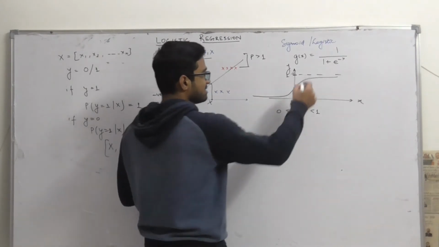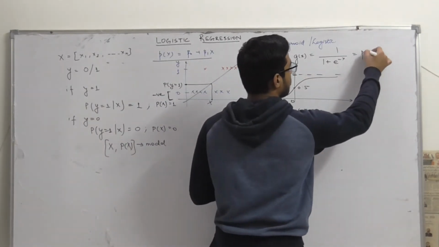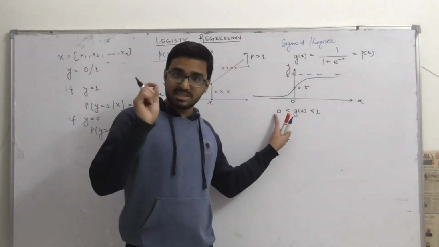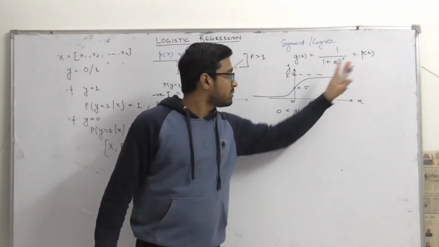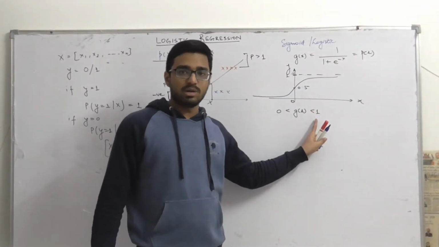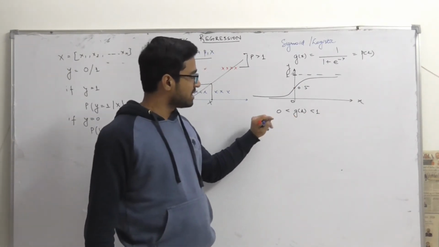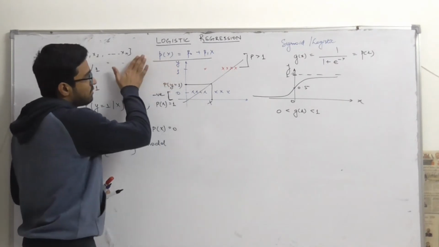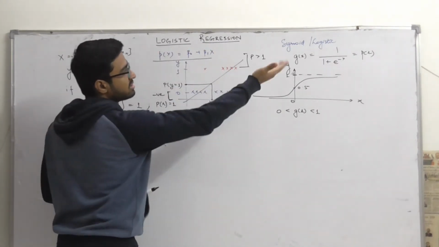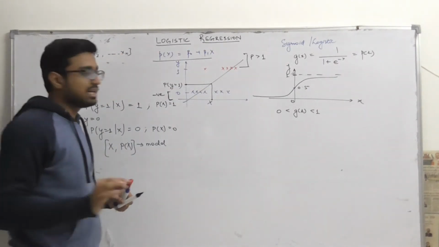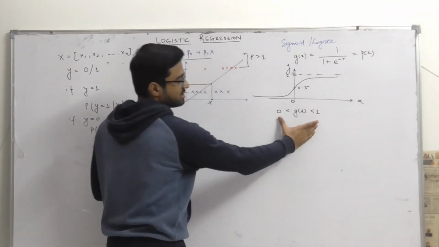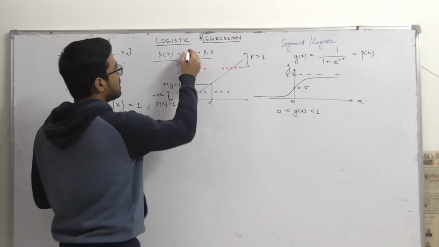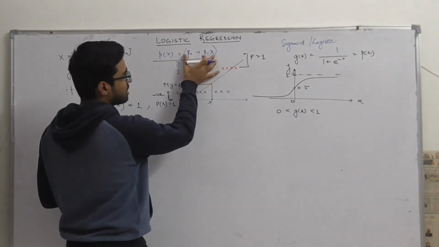Hence if we replace this function as probability of x, then the probability of x cannot be exactly equal to 0, or exactly equal to 1. It will always range between 0 and 1. So if we convert this equation into the logistic function, then we obtain the result that our output is ranging between 0 and 1.